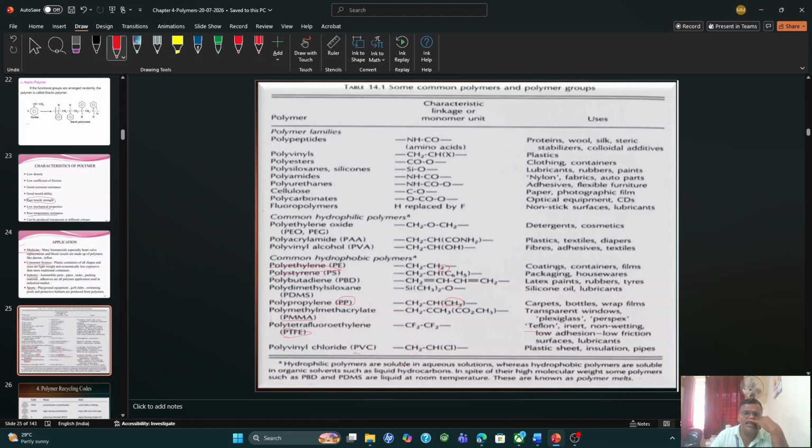And PVC, what is PVC? Polyvinyl chloride. The molecular formula is (CH2CHCl)n. PVC, we use it as an insulating material for electric wires, insulating pipes, plastic seats in the indoor stadiums.